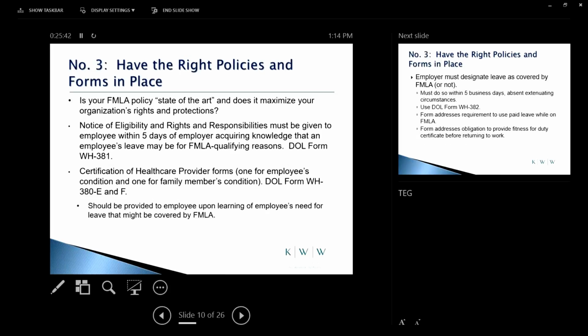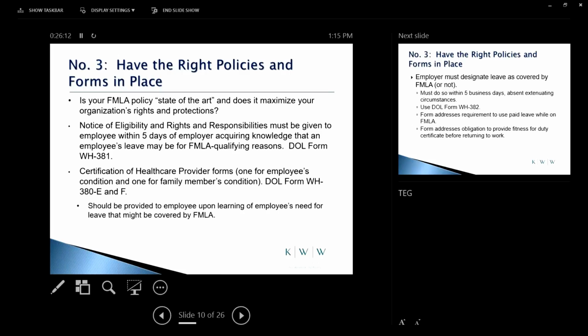Let's jump to best practice number 3. Have the right policies and forms in place. So it's important to have a really solid FMLA policy in your handbook. And the FMLA was the first federal law that mandated that if you had a handbook, then you had to have an FMLA policy in that handbook. And that policy can be your best friend if properly drafted.